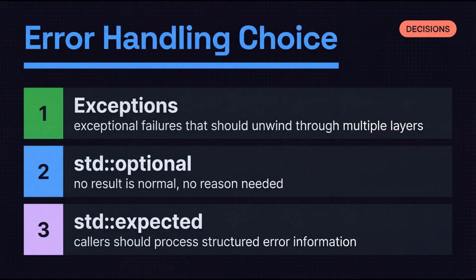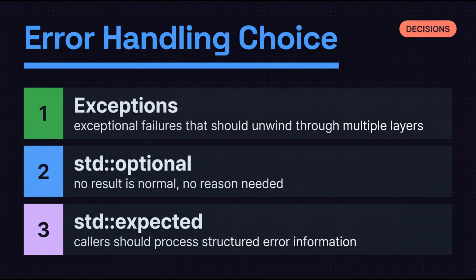Three error handling models, each for a different situation. Exceptions: use them for exceptional failures that should unwind through multiple layers. Constructor failures, out-of-memory conditions, invariant violations. The error propagates automatically until something catches it.